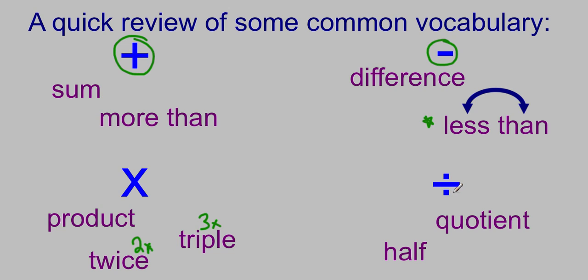And then last we have division. The most common one is quotient, or it might just say divide, but also things like half. Half means you're dividing something by 2. So sometimes it's hidden within the phrase or the word itself that you need to divide. So those are some that we want to watch for in the next couple problems.